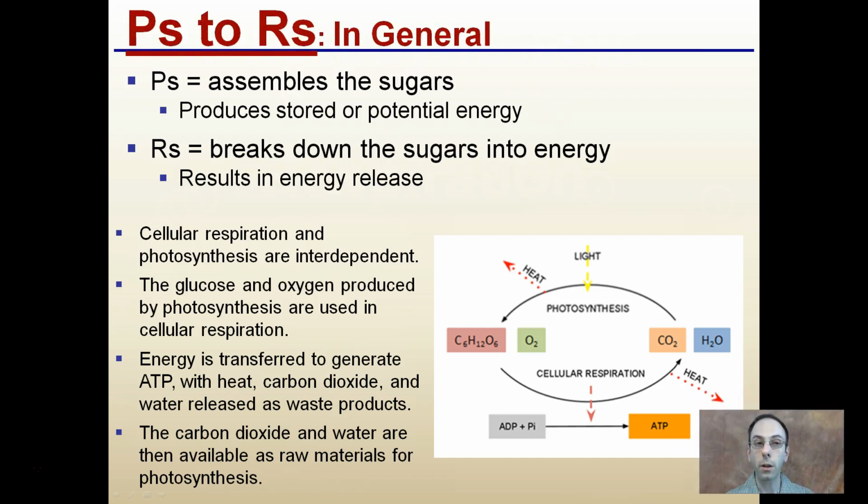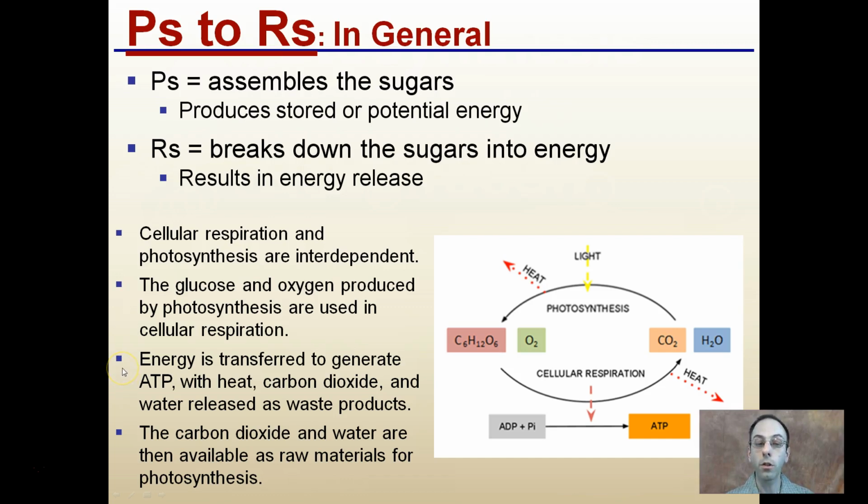So the general sense here, the comparison between photosynthesis and respiration. Photosynthesis assembles the sugars, produces stored or potential energy. Respiration breaks down those sugars, releasing that energy. Cellular respiration and photosynthesis are interdependent. The glucose and oxygen produced by photosynthesis are used in cellular respiration.